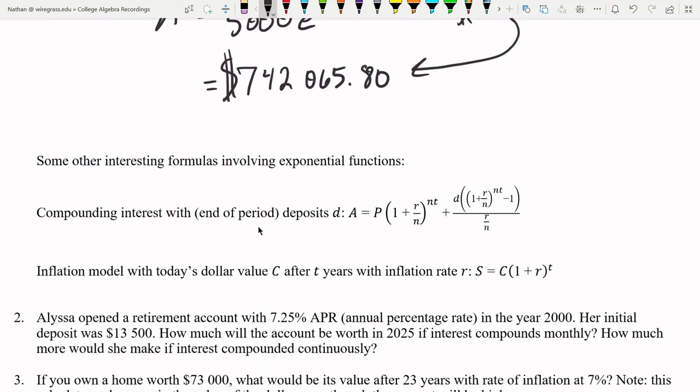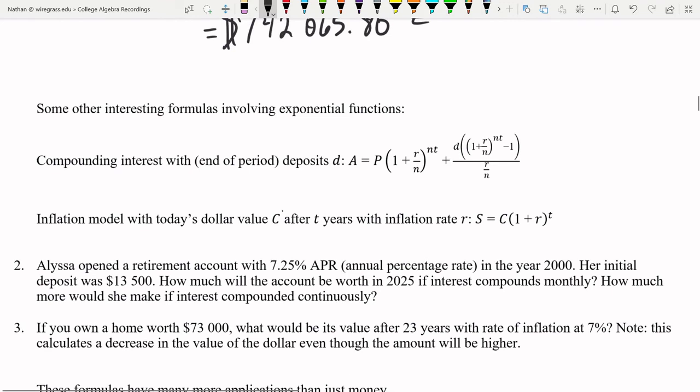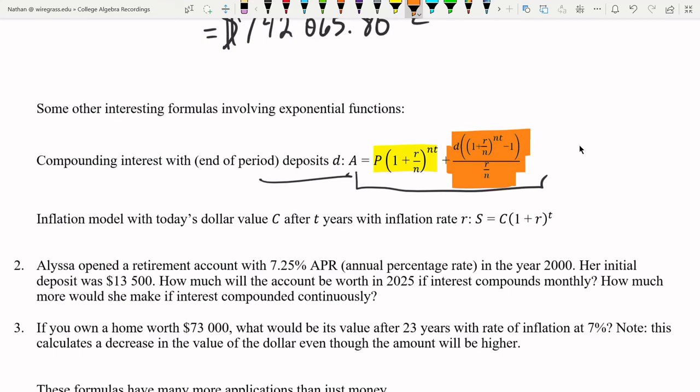Now, here's some other interesting formulas with exponentials. This is compound interest with deposits. You can see it's a much more complicated formula. That's the reason why I didn't go into it. But this portion is just the same compound interest formula. And this portion here is if you add a deposit in after all the compounding. So you're adding more money in, for instance, like a monthly retirement fund that you keep adding more money into it. This is actually going to grow more and more and more.